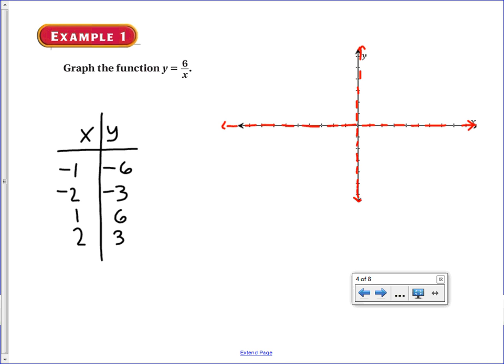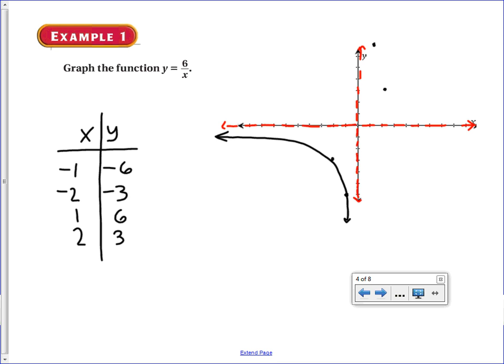Let's graph these. -1, -6 is located down here. -2, -3 is located down here. And then we have +1, +6, and we have 2, 3. I'm just being kind of approximate here. You don't have to be perfect. All I really want to know is which corners these two curves are going to show up in, and then do the best you can to connect the dots and get close to your asymptotes.